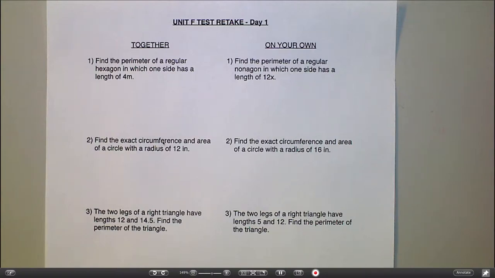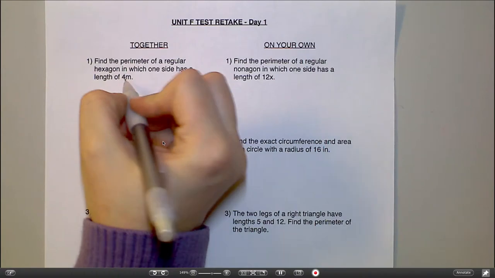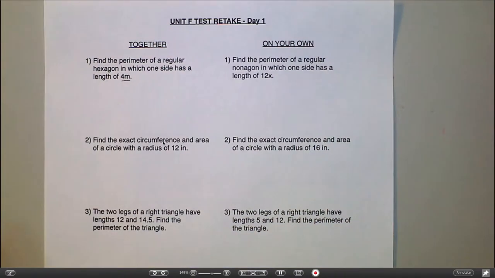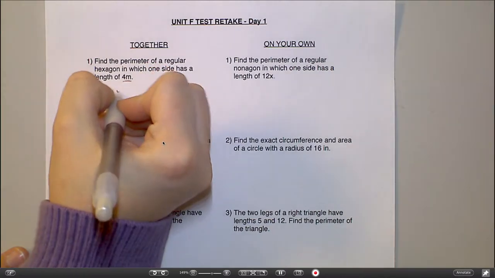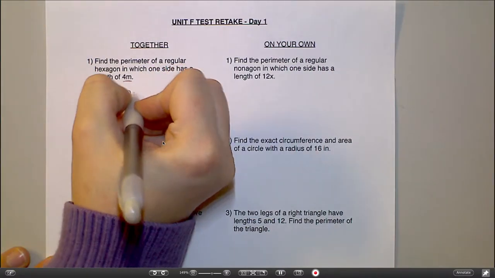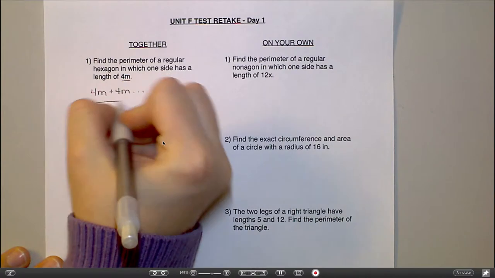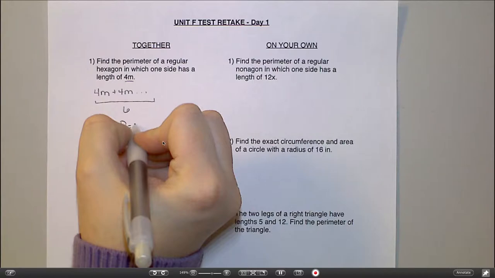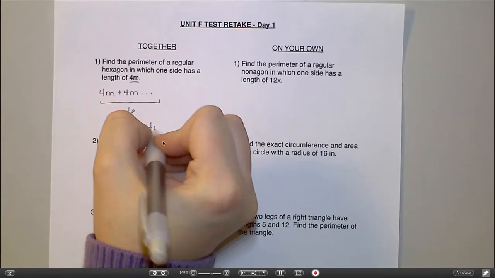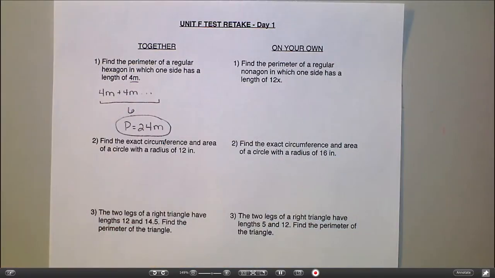Regular, what do I know about all of those sides? They're all the same. Yeah. So I have 6 sides that are all 4m. That means it's going to be 4m plus 4m plus 4m, 6 times. Okay, what's that going to equal? 24m. Okay, so on that one, perimeter would just be 24m.